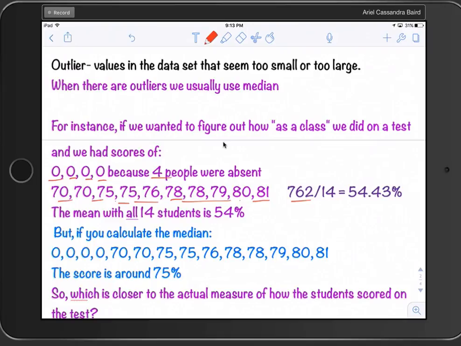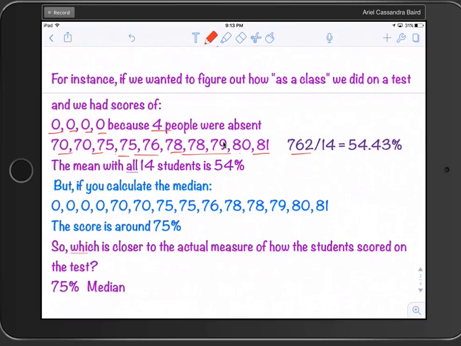But if you calculate the median, you go ahead and put the zeros in the beginning, so it's all sequential from smallest all the way to largest, and then we cross them off like our cross-out method. And we try to get to the middle here. Then we have actually 2 median numbers. Now this one's pretty easy because they're the same number. It's obviously going to be 75%.